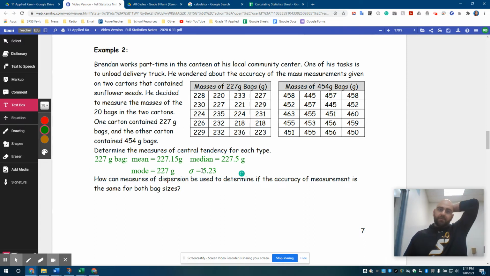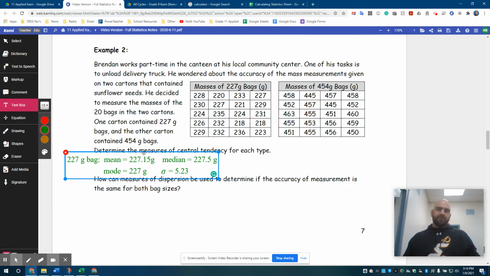Okay. So now remember that sigma represents how consistent it is. It's actually the average distance each value is away from our mean. So on average, you would get a bag that was either 5.23 less than the mean or 5.23 bigger than the mean. So that's kind of what that represents. Okay, so that's the 227 gram bags.